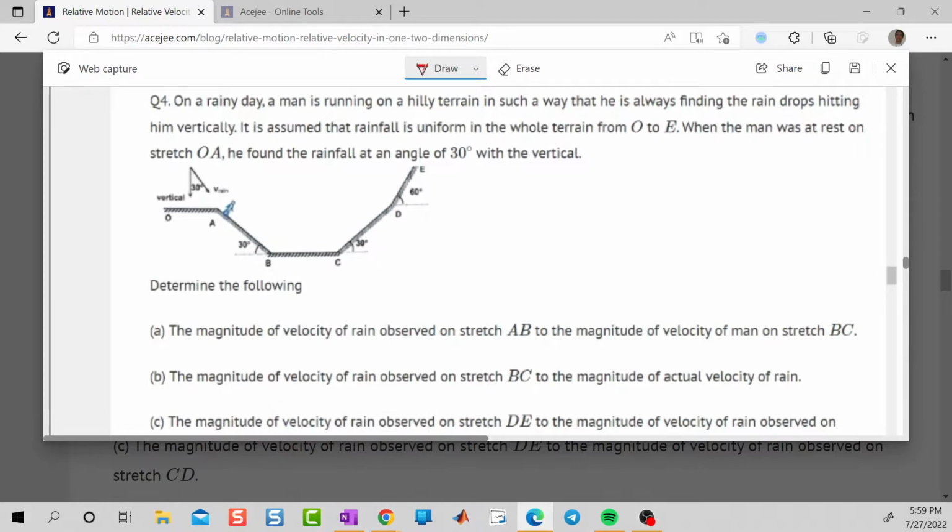In the interest of time, let's see if we can do this together, right? So, how are you guys thinking about finding the velocity of rain on the stretch AB from the given information?